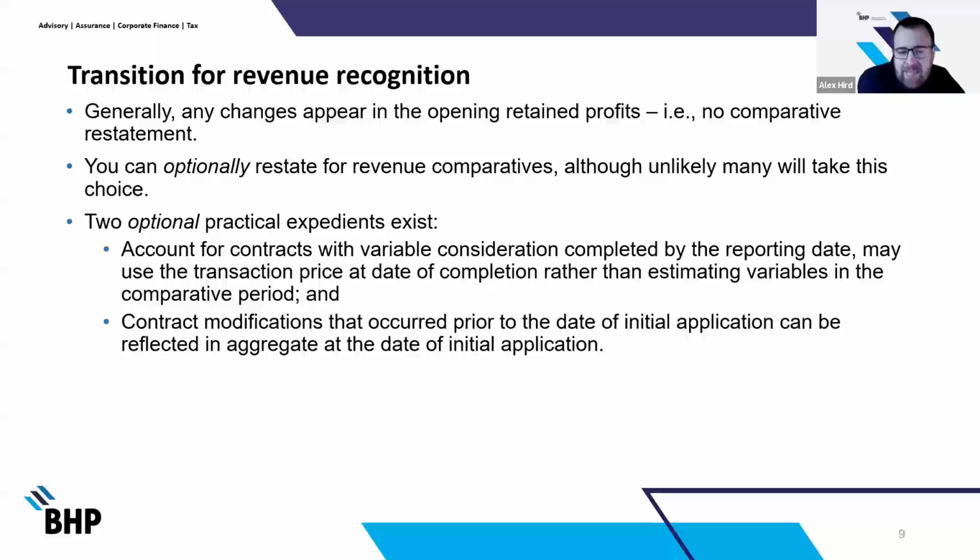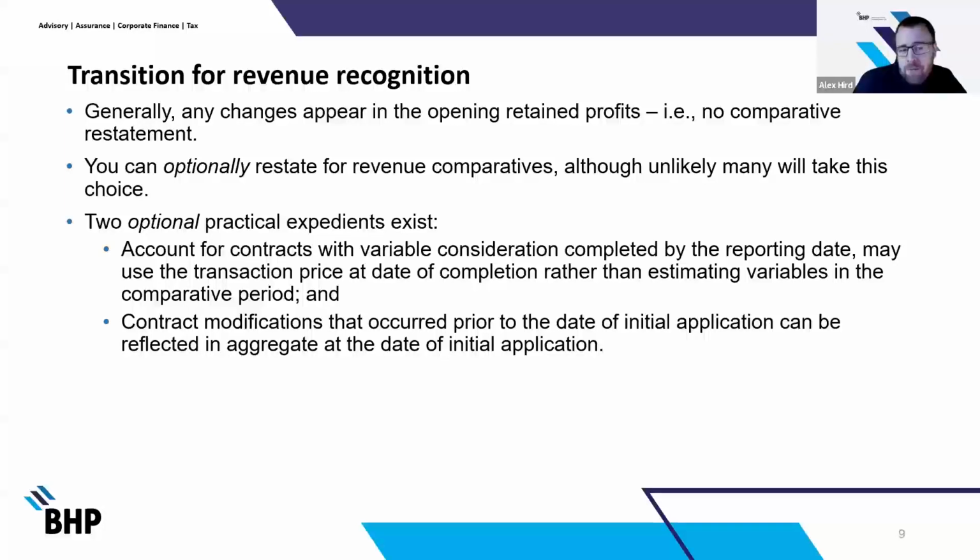What that means is if the revenue recognised under the new standard is different at the date of transition to updated FRS 102 to what it was under the existing standard, we just bring that difference into retained profits. You can optionally restate the comparatives. I think as that adds complexity to creating the accounts, I imagine most are not going to take that option.